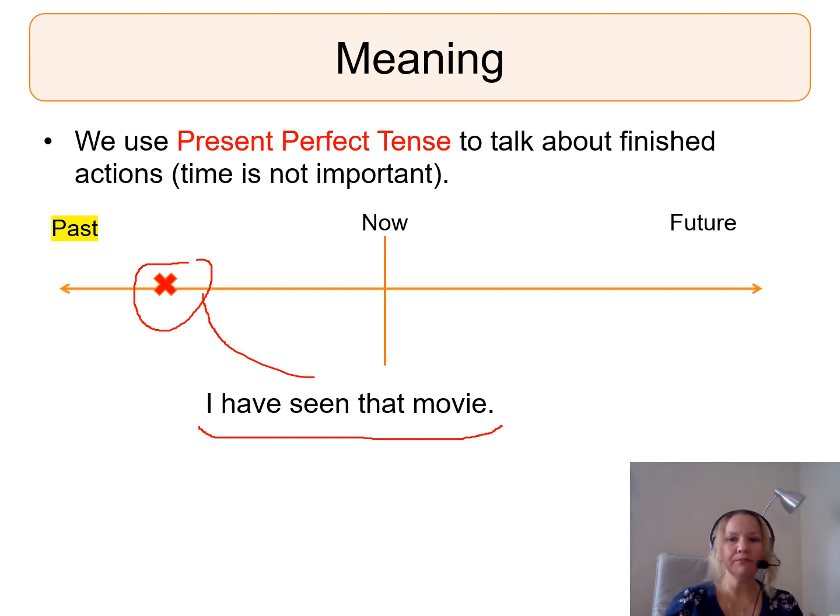Whereas in simple past tense, you have to tell the time. So for example, I saw that movie last night. But with present perfect tense, I have seen that movie sometime in the past. Okay, time is not important. So this is the one meaning of present perfect tense.